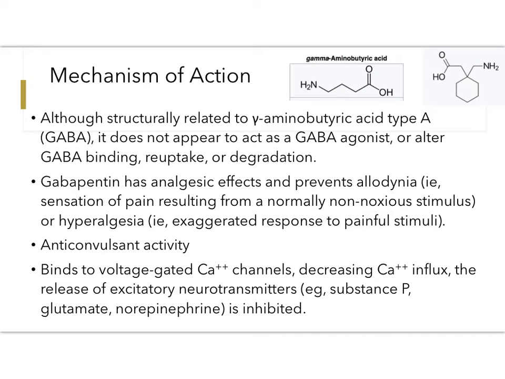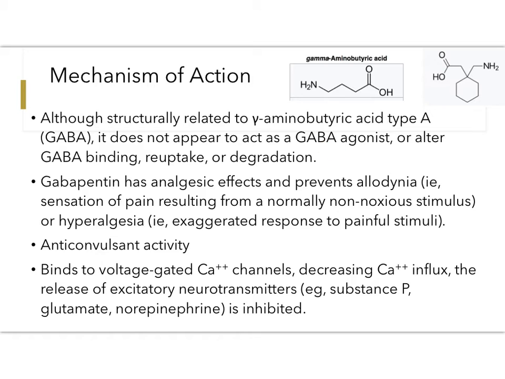So how does gabapentin work? Well, you can see up here that there's a structure very similar to gamma-aminobutyric acid, which is a neurotransmitter known as an inhibitory neurotransmitter because it's associated with the chloride channel and increases chloride flux, which tends to reduce the excitability of neurons. Having said all that, even though it is structurally related to GABA, it does not appear to be a GABA agonist.